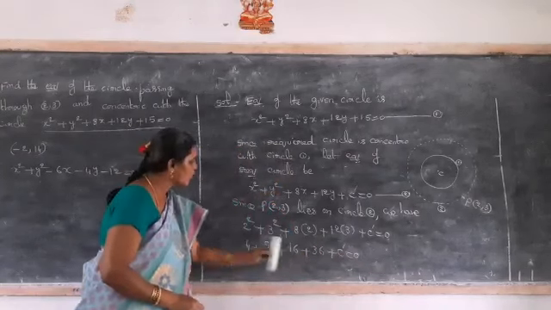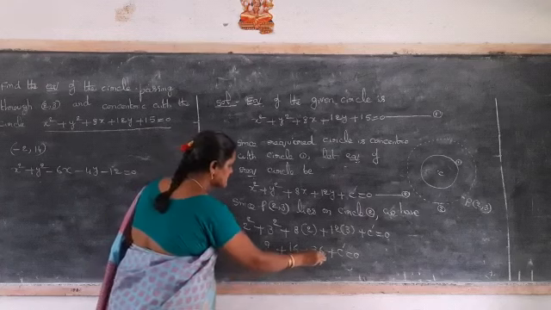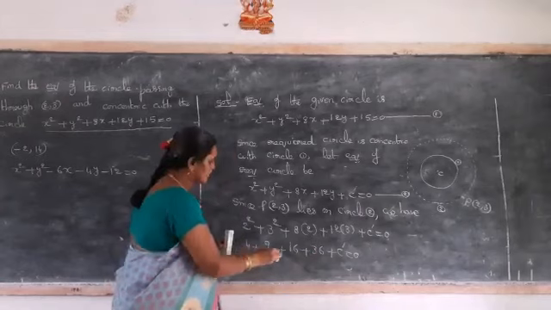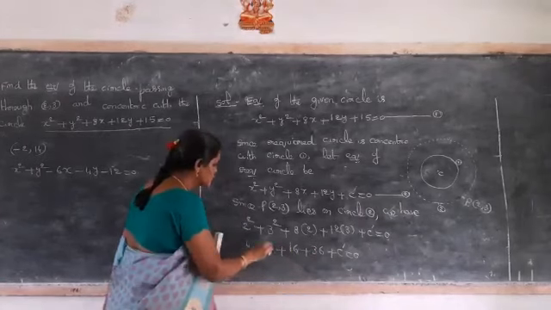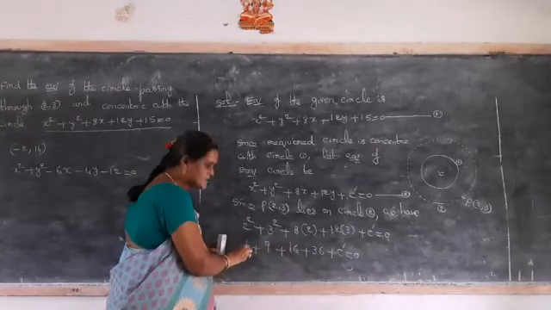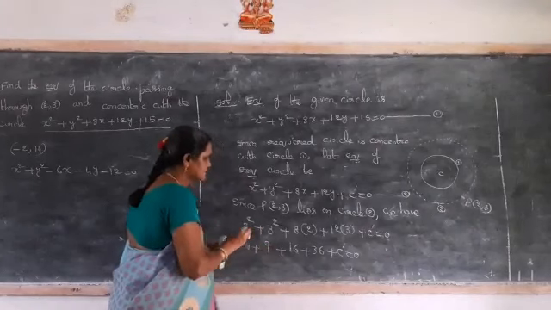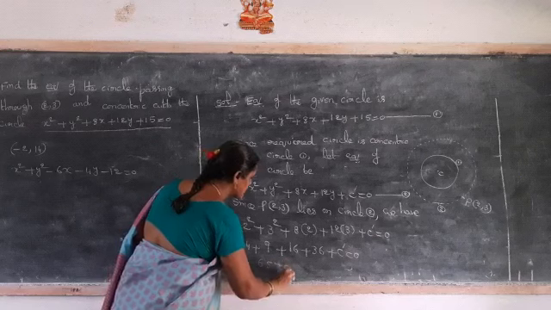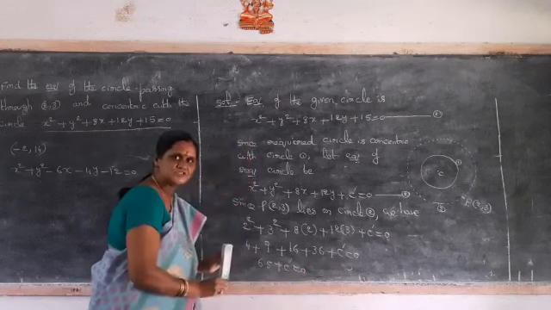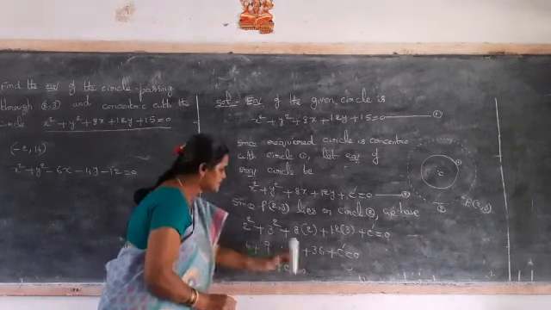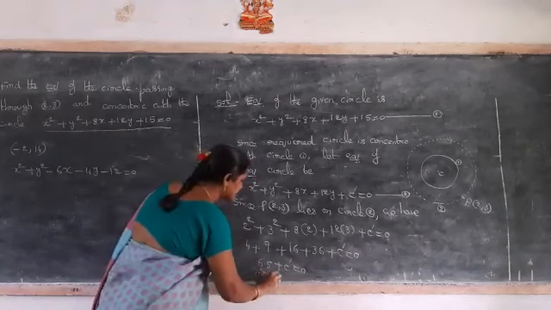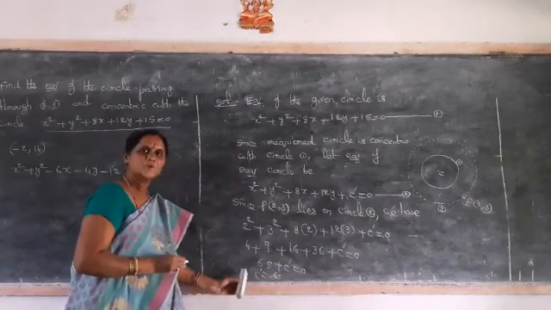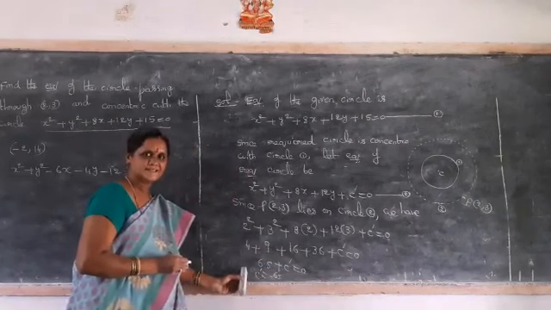Now we add all these terms. 36 plus 16 is 52. 52 plus 4 is 56. 56 plus 9 is 65. 65 plus c dash is equal to 0. Now I send the 65 to the right side. You get c dash is equal to minus 65. Okay, we got the value of c dash.